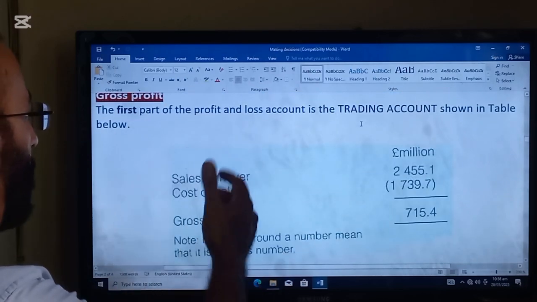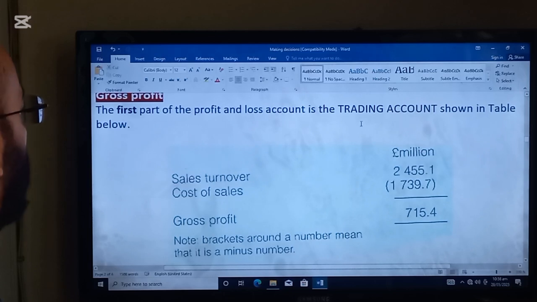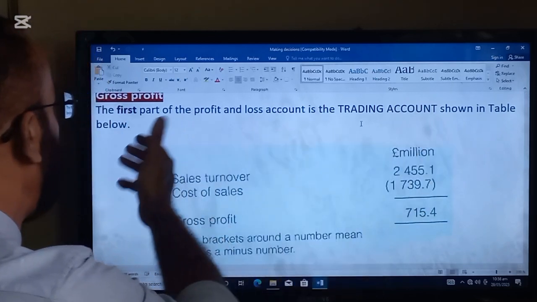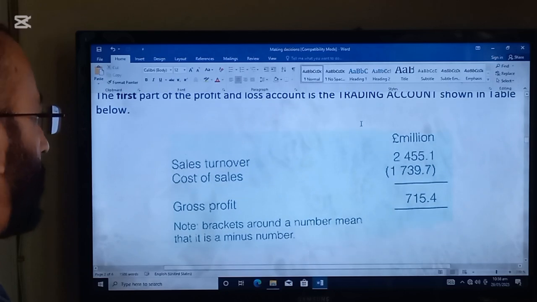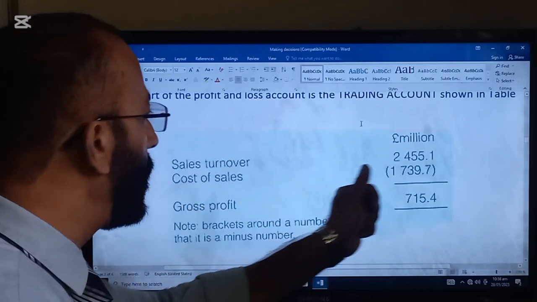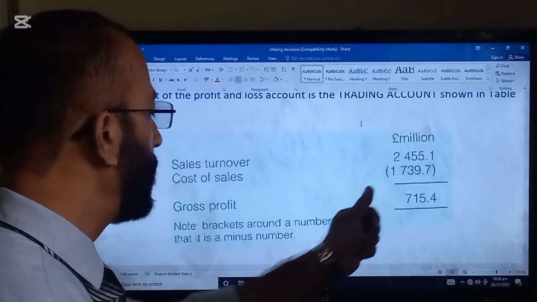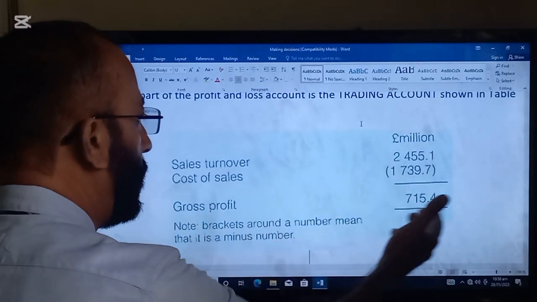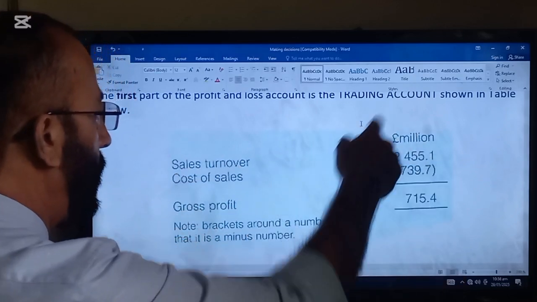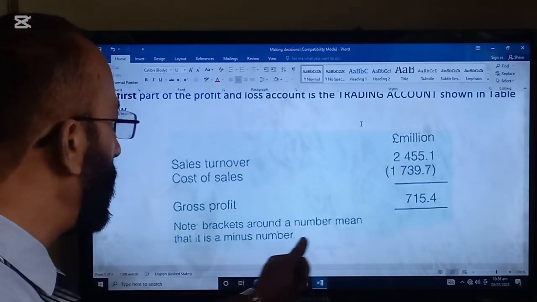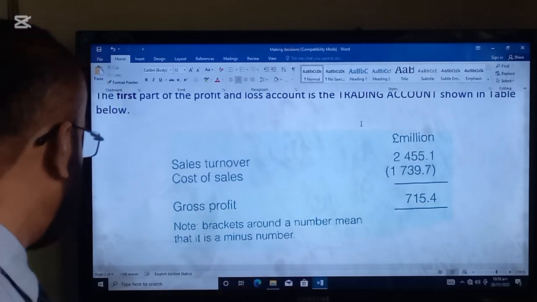First is gross profit. The first part of the profit and loss account is the trading account shown in the table below. So this is the trading account. This shows the sales turnover and the cost of the sales. When this figure is subtracted from the sales turnover, we will get gross profit. This portion is called the trading account. Note, brackets around a number mean that it is a minus number.